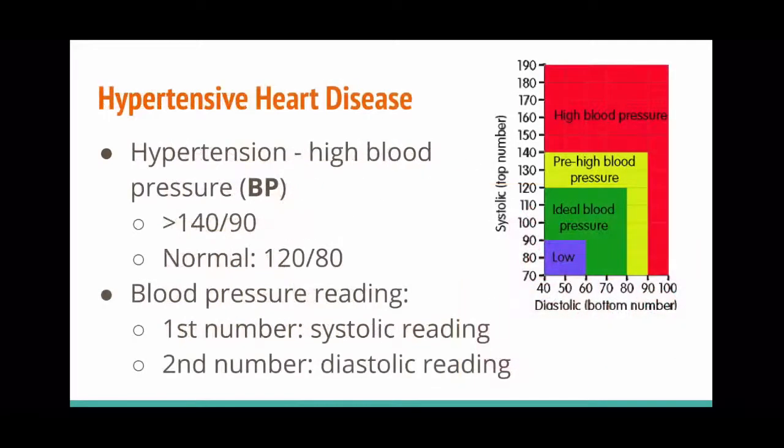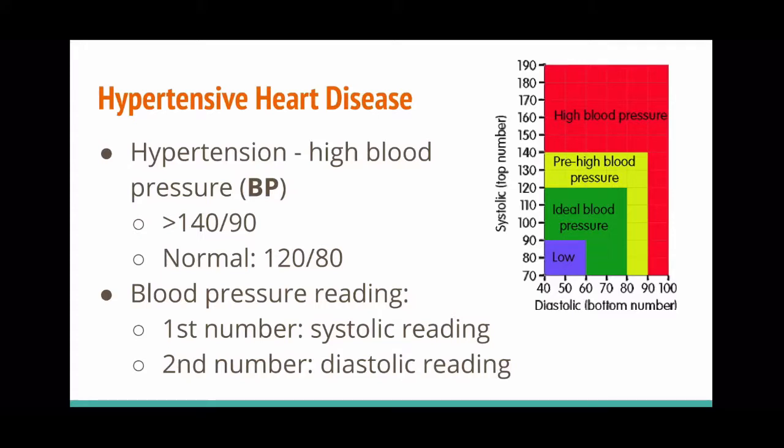Next, let's get into hypertensive heart disease. Remember, the term hypertension means high blood pressure. Blood pressure is abbreviated BP and is one of your abbreviations. A blood pressure reading normally is around 120 over 80, but a blood pressure reading at or above 140 over 90 is considered hypertensive.